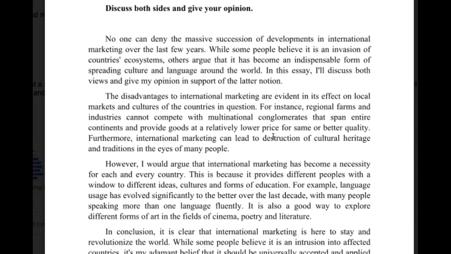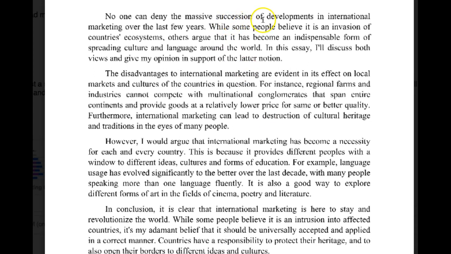Let's have a look. No one can deny the massive succession of developments in international marketing over the last few years. Okay, well, some people believe it is an invasion of countries' ecosystems. Ecosystems, do we really want to be talking about the environment and things like that? Because that's what ecosystem means. Others argue that it has become an indispensable form of spreading culture and language around the world. In this essay, we never use contractions in a formal academic essay. Be careful. Discuss both views and give my opinion in support of the latter notion.